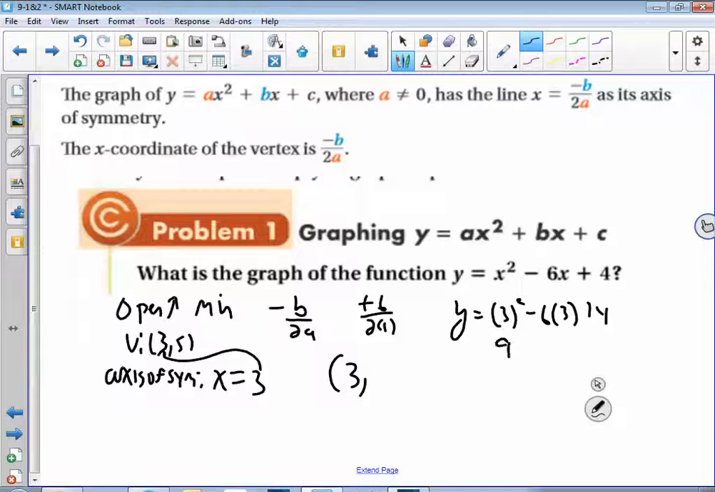So that's 9 minus 18 plus 4. And that should be 5. Let's see, is that right? 9 minus 6x plus 4. 3 squared is 9, minus 18 is negative 9, plus 4. And that's actually a negative 5. So it should be a negative 5, not a positive 5, as my vertex. Okay?